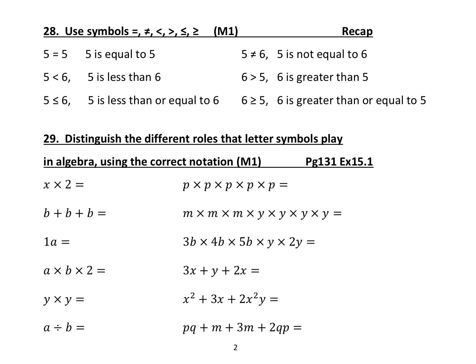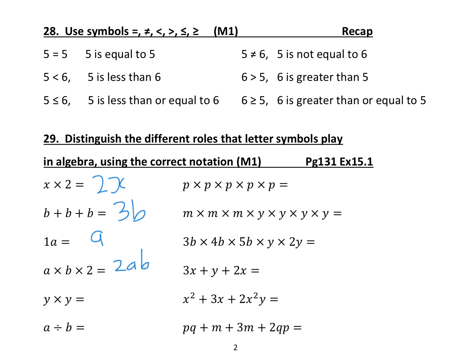Objective 29, we're to distinguish the different roles that letter symbols play in algebra using the correct notation. So we can all write these questions in a simpler format. So x times 2 is equivalent to 2x. b plus b plus b is the same as 3b. If you've 1a, you simply write that as a. 2 times a times b, or 2ab.